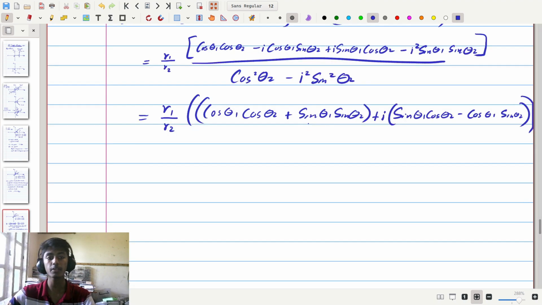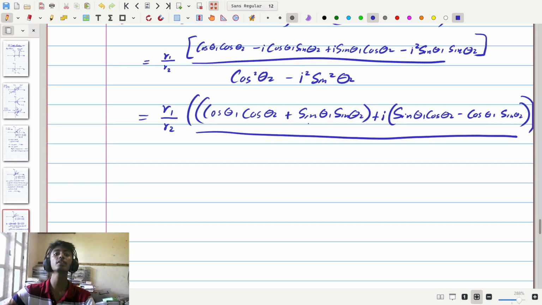Now for the denominator, we can see if minus i squared is equal to plus 1, then we have cosine squared theta 2 plus sine squared theta 2. Now as we know from the identity, cosine squared plus sine squared of any given angle is going to be equal to 1. So therefore this term right here is just 1. We can ignore it and only consider the rest of the equation.